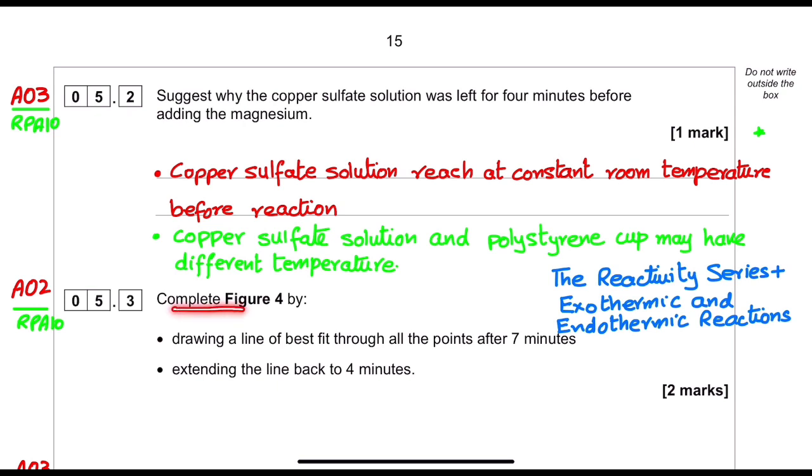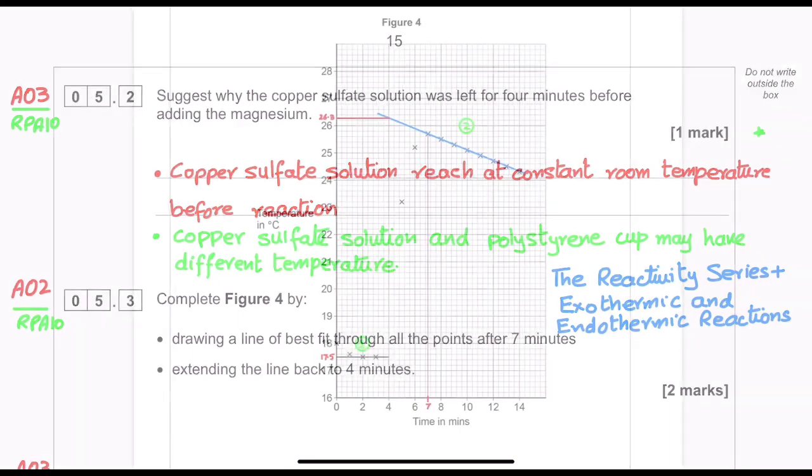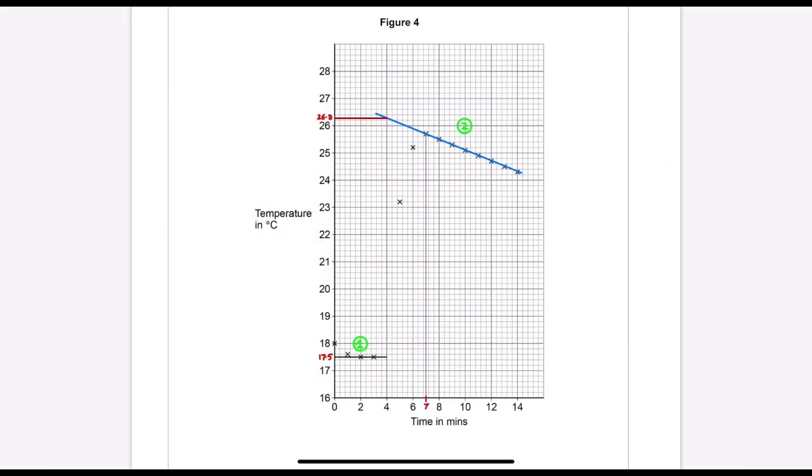We need to use figure number 4 and the student needs to draw the line of best fit from all the points after 7 minutes and extend the line back to 4 minutes. Let's see figure number 4. In figure number 4, the time is along the x-axis in minutes and the temperature is along the y-axis. If we see here, after 7, these points are given.